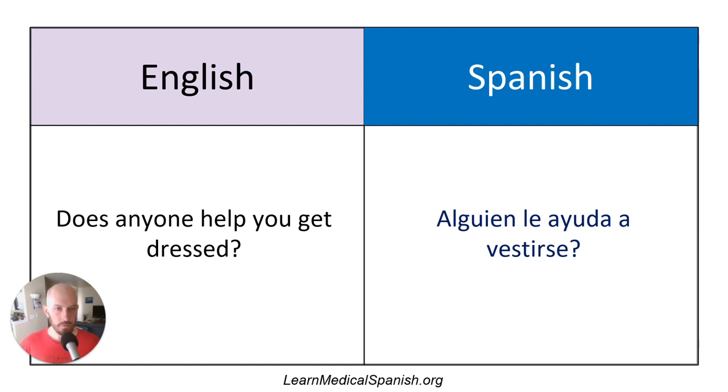Quick grammar note. You may remember from high school or whatever, but the reason it's vestirse, it has that S-E on the end, is because it's a reflexive verb. Reflexive verbs are used for things that you do to yourself, basically. So you dress yourself, it's vestirse. If you were dressing someone else, you would not put the S-E on the end because it wouldn't be to yourself anymore. So kind of just watch out for that.